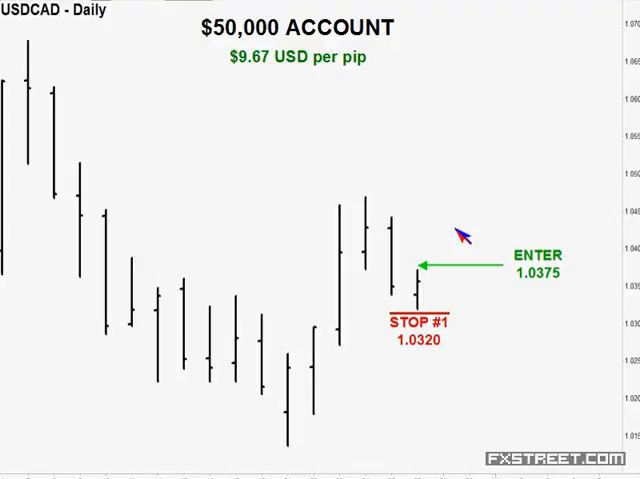Now, if we entered here at 0.0375 and got stopped out at 0.0320, how many pips would we lose? We would lose 55 pips. What does that come out to in dollar amount? Well, each pip equals 9.67. So if we lost 55 pips times 9.67, that comes out to $531.85. So that's how much we would lose trading one lot.